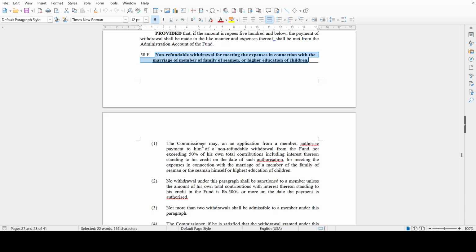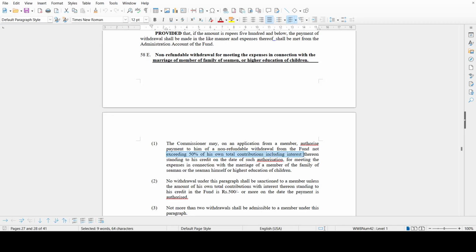Again, the commissioner may, on an application from a member, if you're sending the application to the commissioner, authorize payment to him of a non-refundable withdrawal from the fund not exceeding 50% of his own total contribution, including interest. So if you are withdrawing your Seaman's Provident Fund, your PF, the amount which is being sanctioned to you is a percentage of your own contribution and the interest. It is not the total.